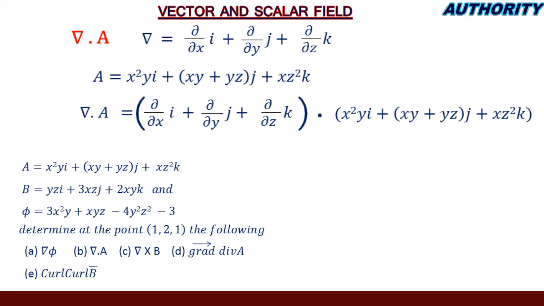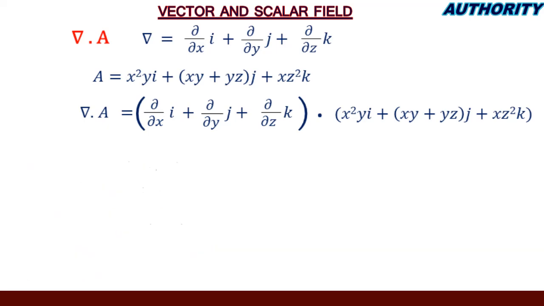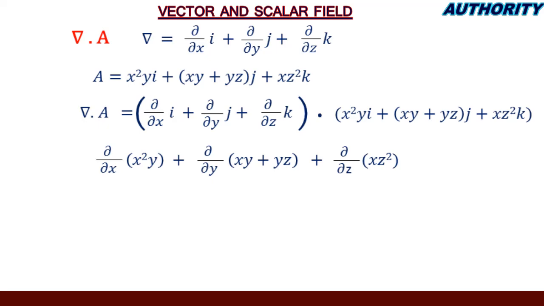When you perform the dot product, i dot i, j dot j, and k dot k, what are you going to have? On i dot i, the partial derivative with respect to x of (x squared y). Next, j dot j, the partial derivative with respect to y of (xy plus yz). Now k dot k, the partial derivative with respect to z of (xz squared). The first one is the partial derivative of this function with respect to x, the second with respect to y, and the last with respect to z.